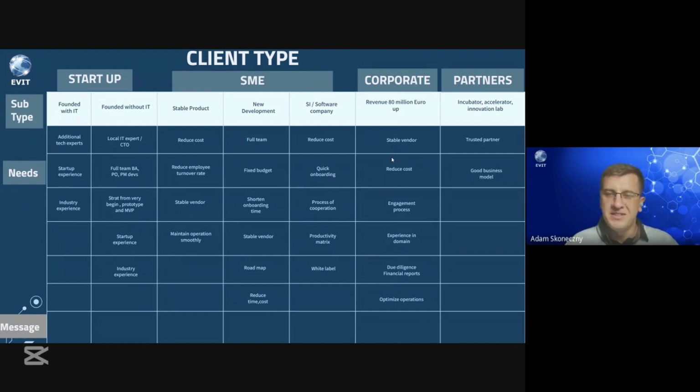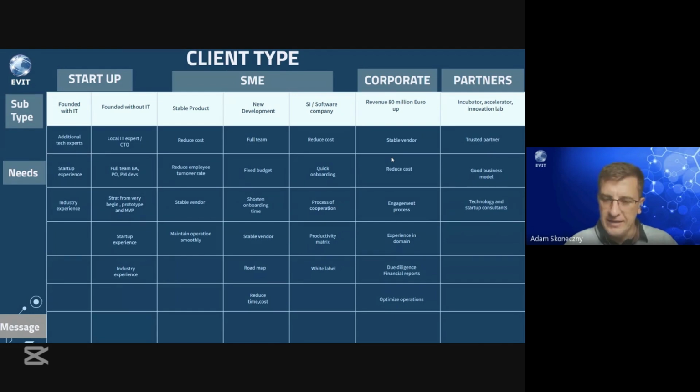They want a good business model. What does that mean? Basically, when they introduce you to somebody, what is in it for them? Will you give them commission? Will you, I don't know, give them some benefit? How does it work? What is the business model? So you need to explain that to them.